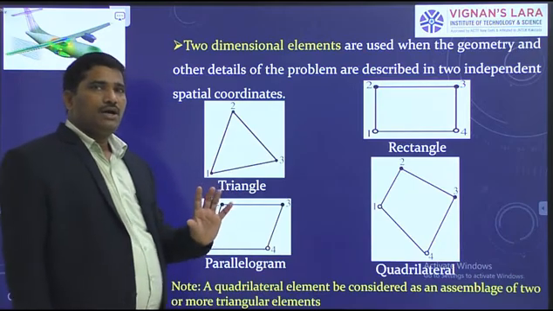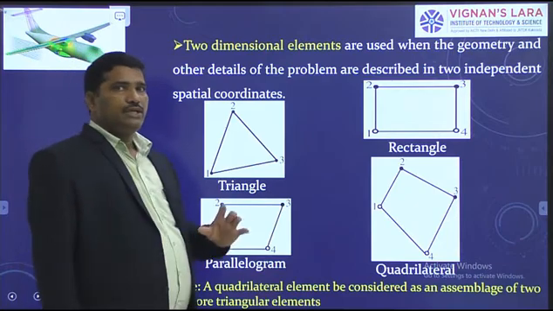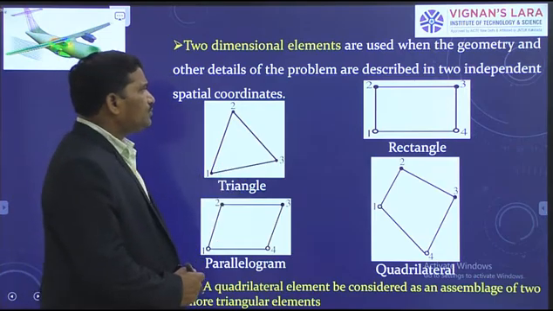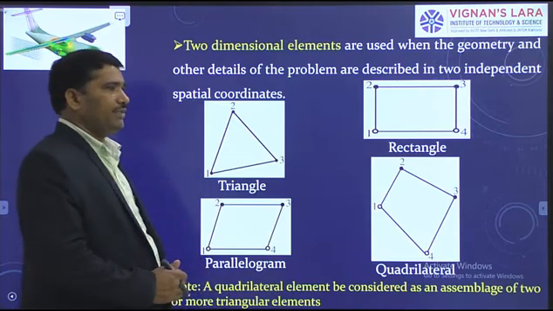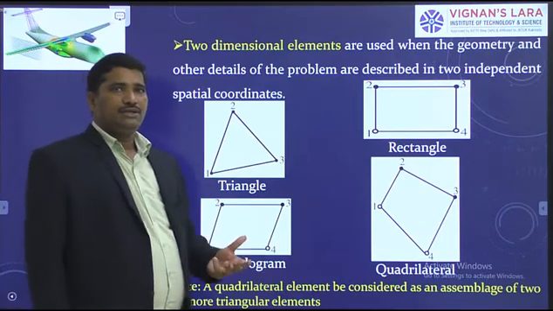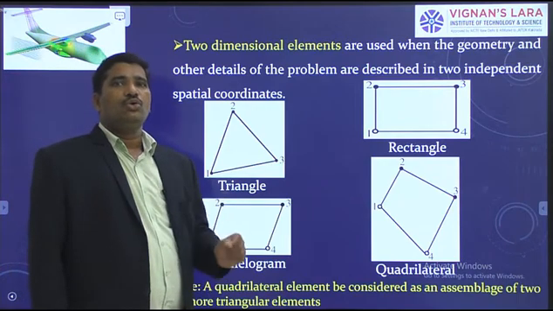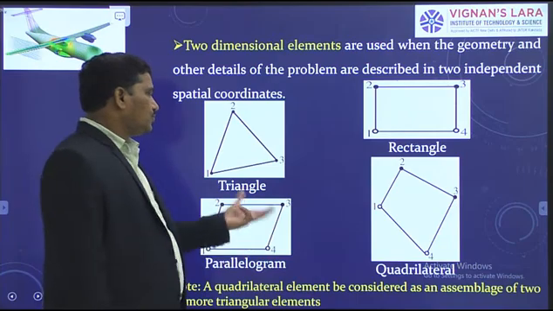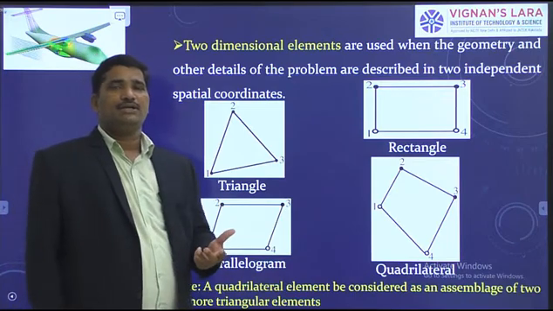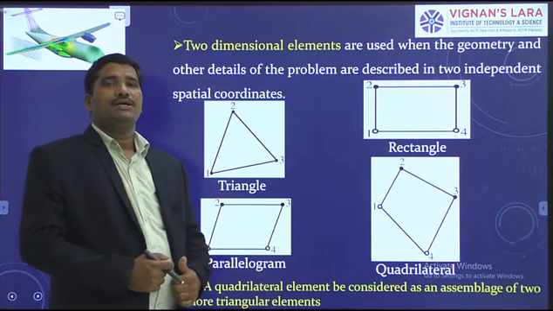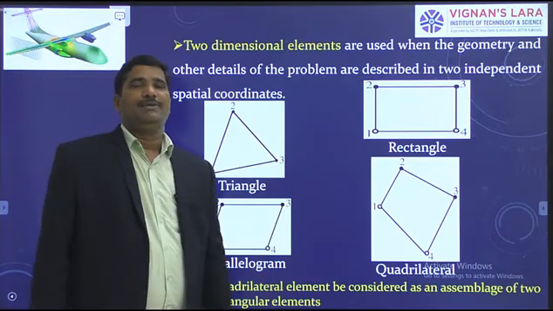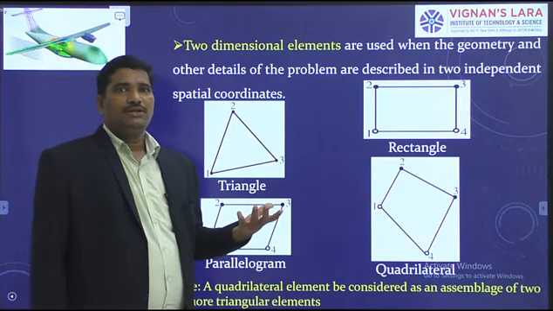We can idealize the 2-dimensional domains using 2-dimensional elements. When the geometry of the domain, the material properties and the field variables are dependent on 2 independent coordinates, we can choose 2-dimensional elements. So the best example, a plate.